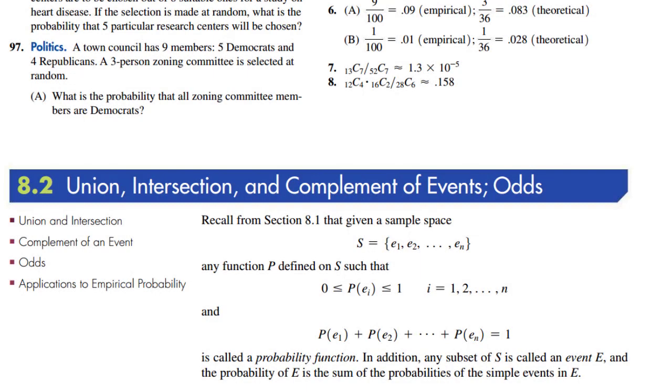In section 8.2, we're looking at four things. The first is union and intersection. What are those, and how do they relate to probability? Then we're going to take a look at what the complement of an event is and how to use it to our advantage. Next, we're going to look at odds.